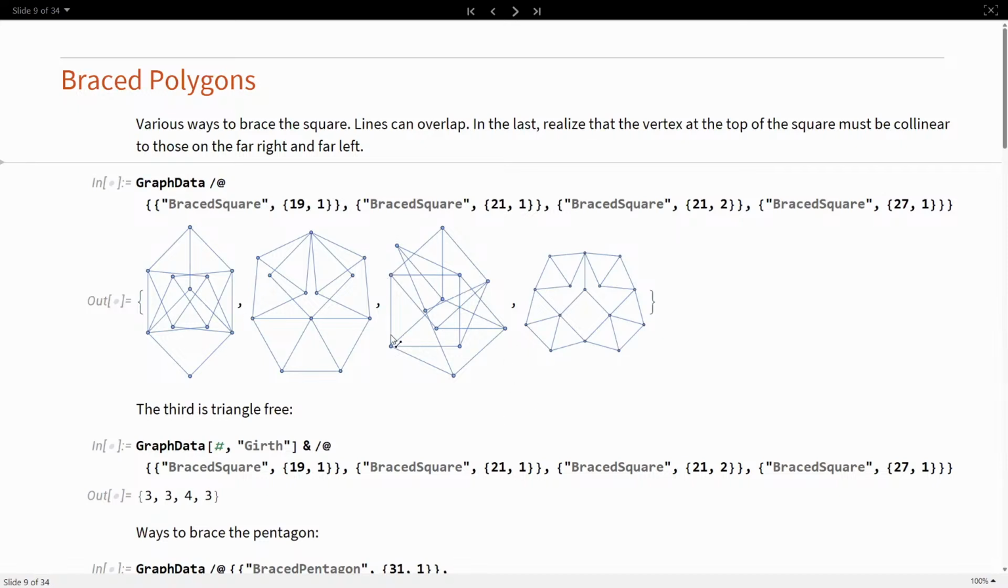This is a more curious way of bracing the square that looks a lot stranger, and also it doesn't use any triangles. It's triangle free, which you can see from looking at the girth of the object. The girth is the smallest cycle in a graph. The first two and this last one obviously have triangles, but this one has no triangles. So this is a way of bracing the square without using any triangles.